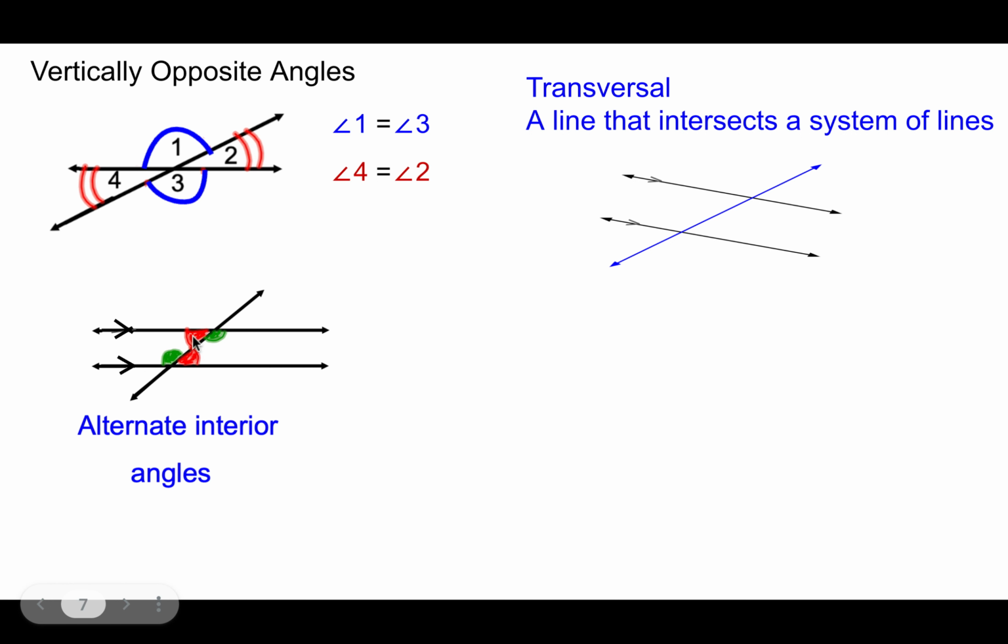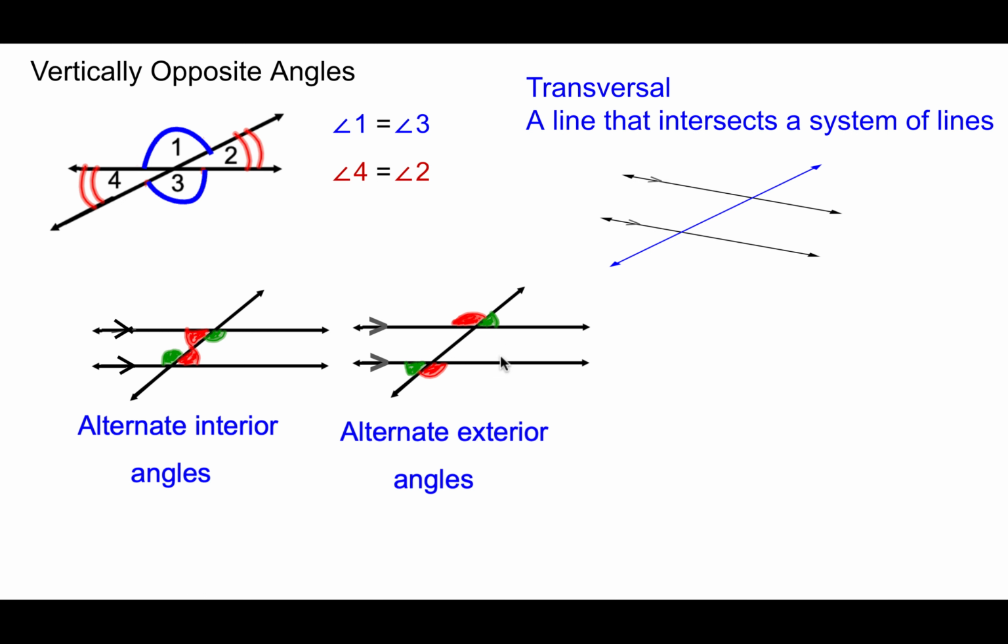If you look at the red angles, you have one on the left side of the transversal and one on the right side of the transversal. And the red angles are equal. So for example, if this top red angle is, say, 30 degrees, the bottom red angle would also be 30 degrees. The same is true with the green. Notice the green on the right side of the transversal and the green on the left side of the transversal. Again, they're inside the parallel lines. That's why they're called interior. So if this green one is, let's say, 150 degrees, this green one would also be 150 degrees.